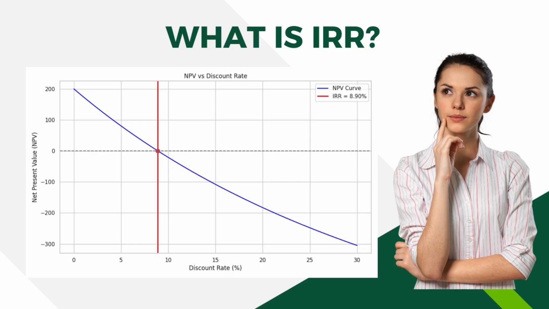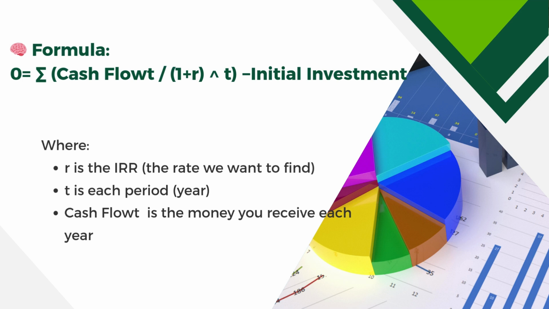What is IRR? Now let's talk about the IRR, internal rate of return. The IRR is the interest rate that makes the net present value, NPV, equal to 0. In other words, it's the real return you're getting from an investment, expressed as a percentage. If the IRR is higher than the return you expect or require, let's say 10%, the investment is a good one. Formula: 0 equals the summation of cash flow sub t divided by (1 plus R) to the t, minus the initial investment, where R is the IRR, the rate we want to find.